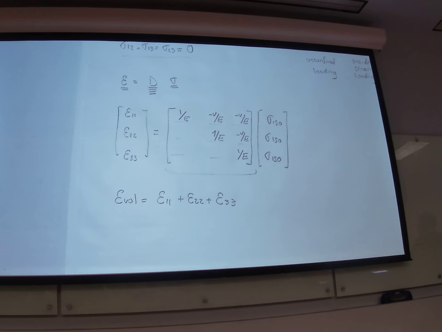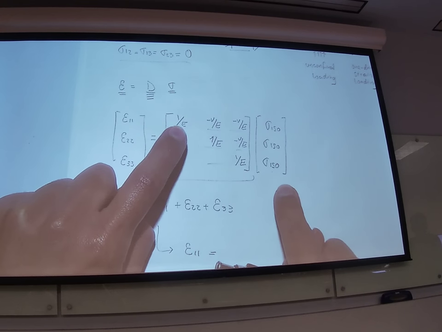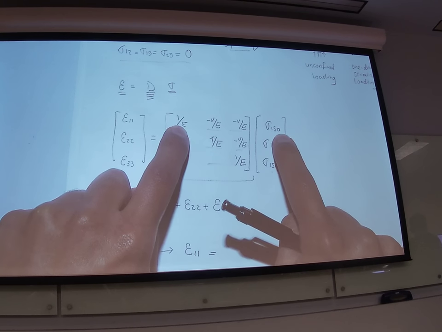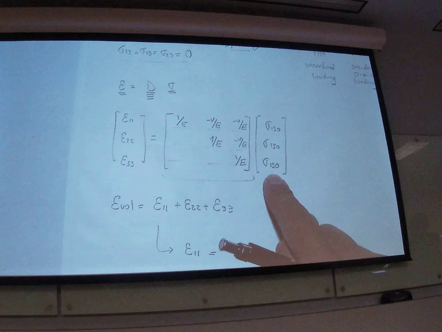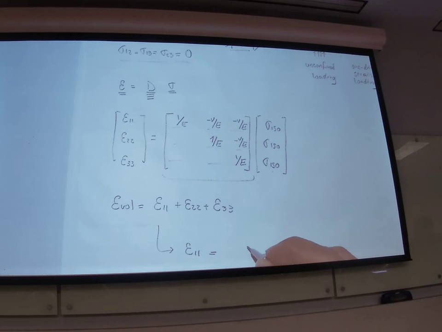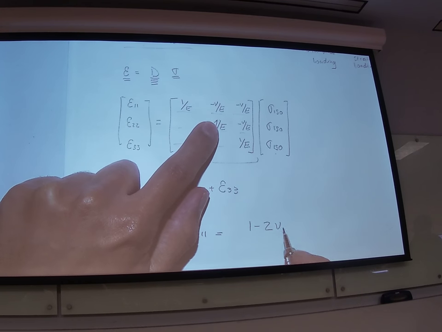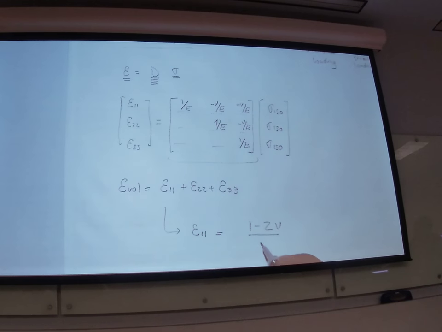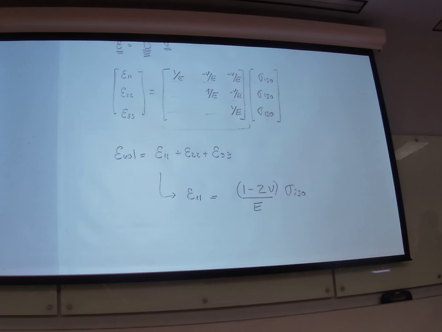Okay, so let me just compute the first one. Epsilon 1-1 is going to be equal to the row times the column. So this one times that one, plus this one times this one, plus this one times that one. Right? And if I use a common factor, that one comes from here, and negative 2 times the Poisson ratio, because there are two of these, divided by Young modulus, times stress. That's epsilon 1-1. Do the same with epsilon 2-2, the same with epsilon 3-3.